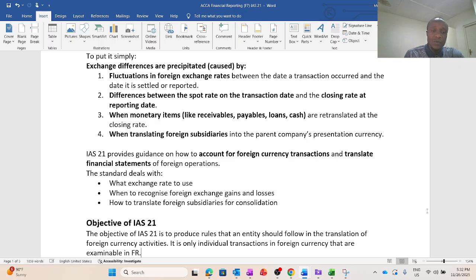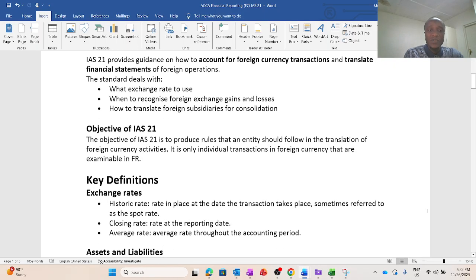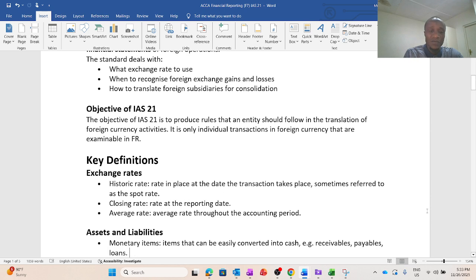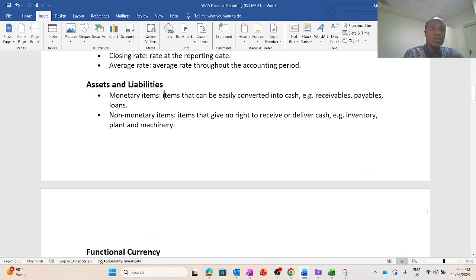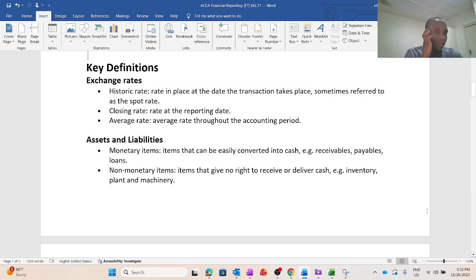So basically, we need to understand the objective of IAS 21. The objective of IAS 21 is to produce rules that an entity should follow in the translation of foreign currency activities. It is only individual transactions in foreign currency that are examinable in financial reporting. So we are not going to look at the group structure for IAS 21 under financial reporting. Now let's understand key definitions, which are very important for us to be guided throughout the session.